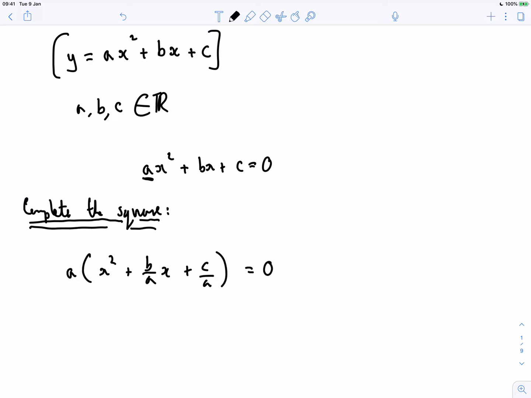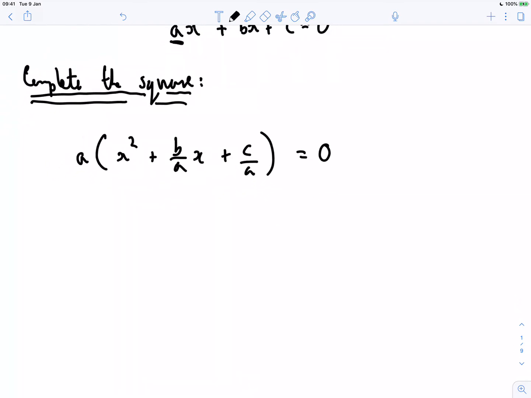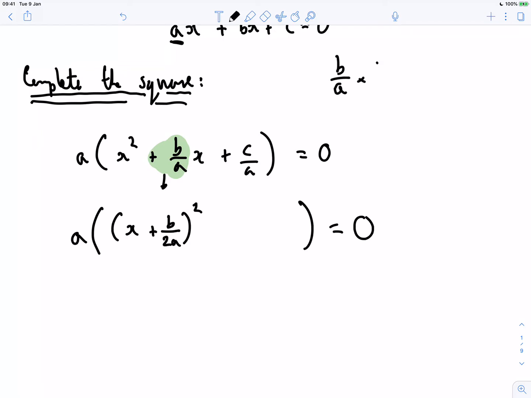Okay, next what do we do? Well, when you're completing the square, we're going to have x in brackets squared, and then whatever the coefficient of x is, we halve it. So b over a halved becomes plus b over 2a, because b over a times a half becomes b times 1, which is b, over a times 2, which is 2a. That should be pretty elementary.